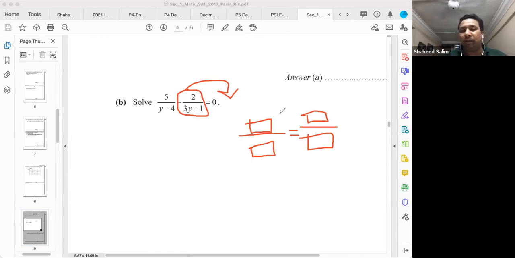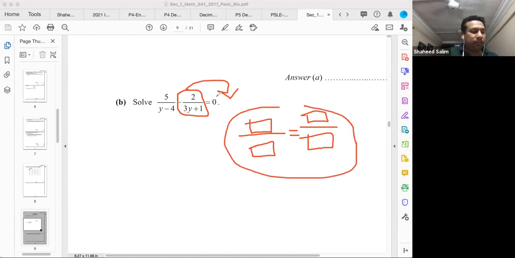Yeah, now you cannot flip it. You must make sure you have it in this format. So you bring it over first, and then you try.